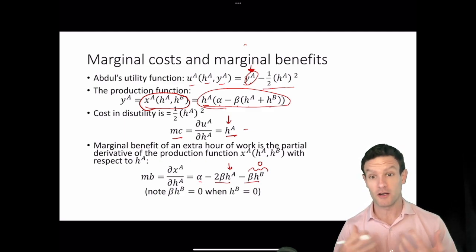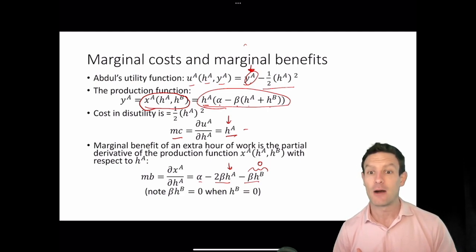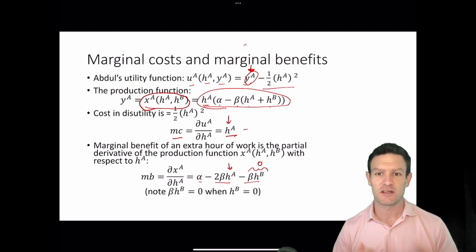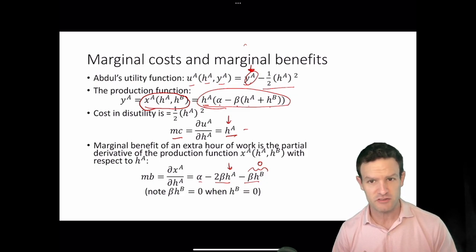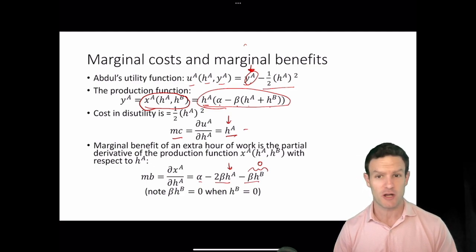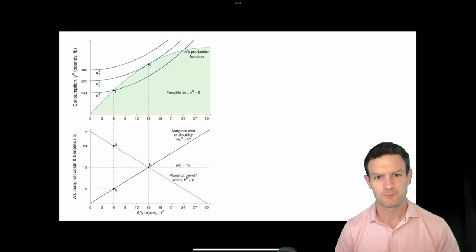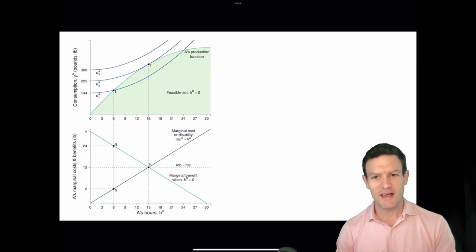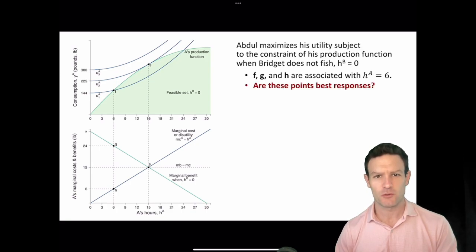So we can draw a graph looking at the number of hours that he will choose to fish, and we can think about the marginal benefits and marginal costs, and we can also think about what his marginal rate of substitution and marginal rate of transformation would be. So let's go in that direction now. So what do we have here? We've got a variety of things that we're going to want to think about.